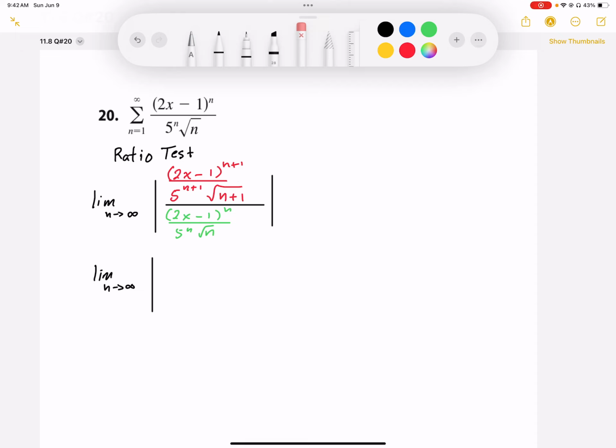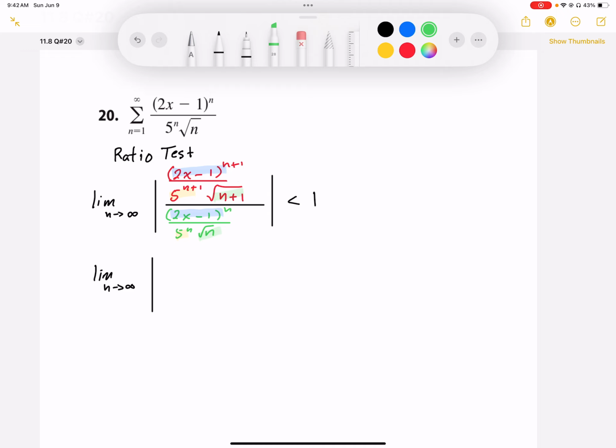Question number 20, we're going to find the interval of convergence. And so we're going to start with our ratio test. So we're going to set the ratio of the n plus 1 term over the n term, and then we're going to make that less than 1. And once we've done that, we're going to group some of these terms. We're going to group the x terms, the base 5, and the n as well, the square root terms.